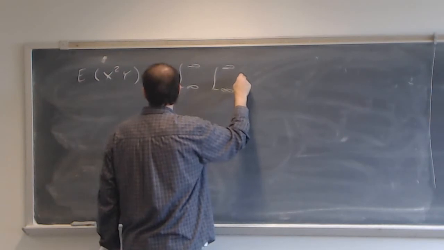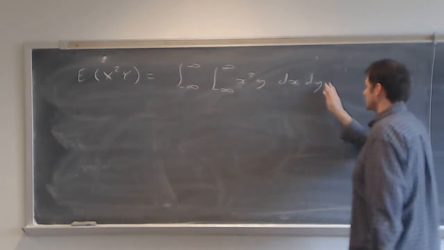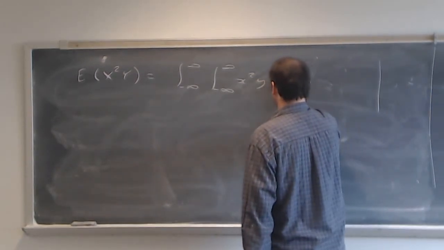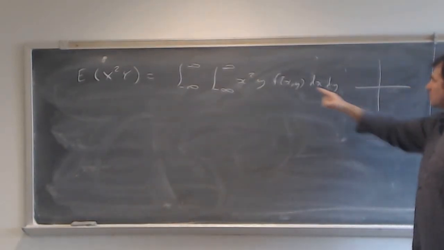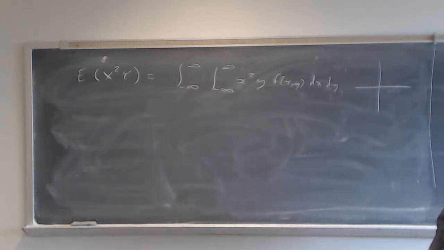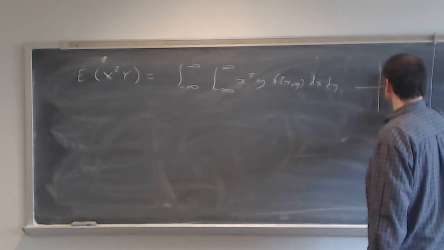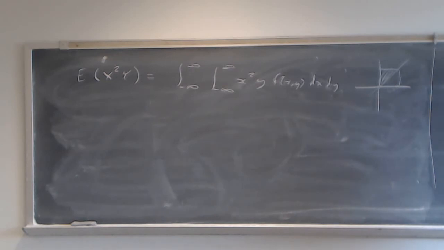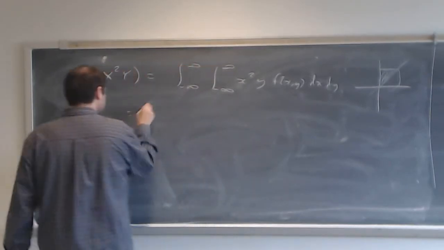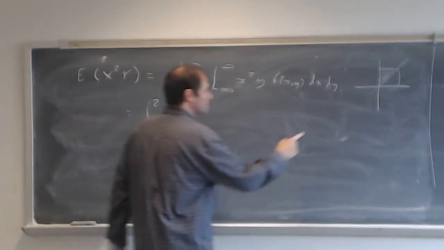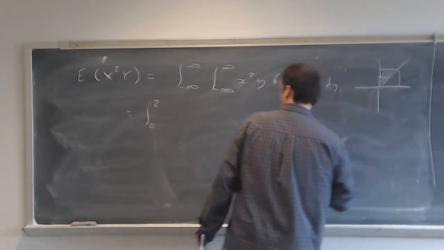So the expected value of x squared times y is the integral from minus infinity to infinity of x squared y times f of x comma y dx dy. Remember, I made a mistake. Now look, f of x comma y is often equal to 0. When isn't it 0? Well, it's not 0 in this part of this square. So I won't describe the other part, because otherwise we're just integrating 0, which would be 0. So the y values run from 0 to 2. For each y value, on this path, the x values run from 0 to y.